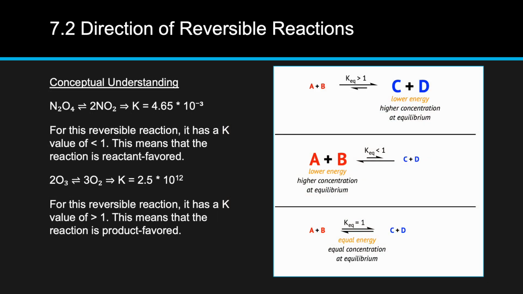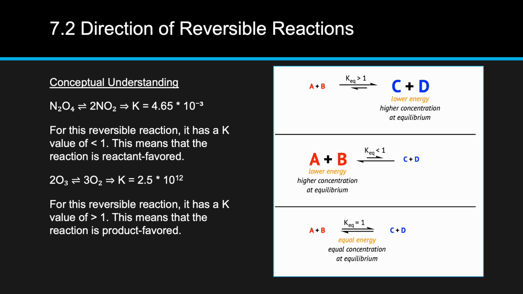All right, so let's look into some conceptual understanding on what we were talking about with the K values. So if we look at our first example, we have N2O4 as our reactant and NO2 as our product. It's telling us that the K value is 4.65 times 10 to the negative third. For this specific reversible reaction, the K value is less than 1, which means that the reaction is going to be reactant favored. Now, if we look at our second example, we have O3 as our reactant and O2 as our product. The K value is 2.5 times 10 to the 12th. For this reaction, it has a K value of greater than 1. That's going to mean that the reaction is product favored.